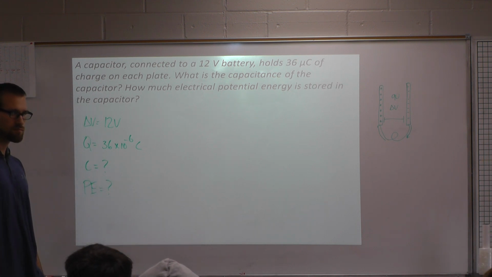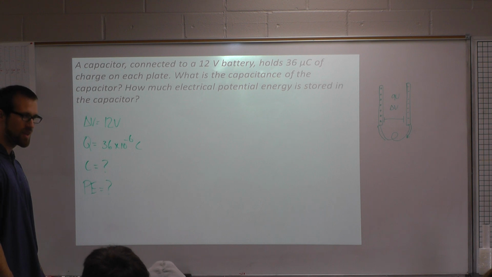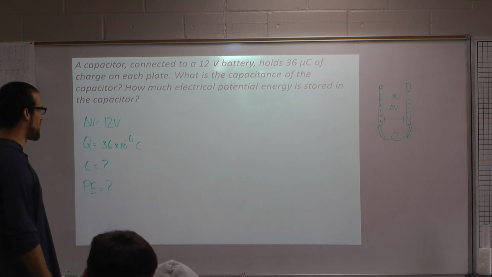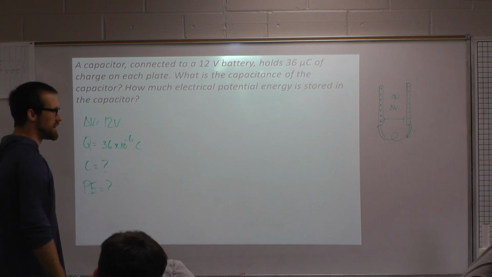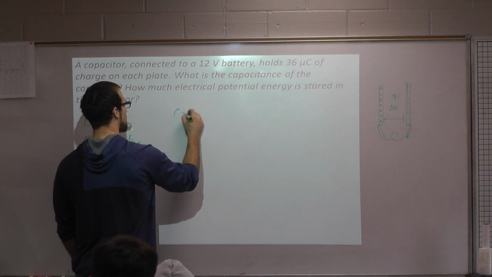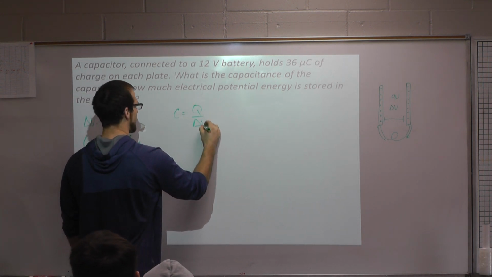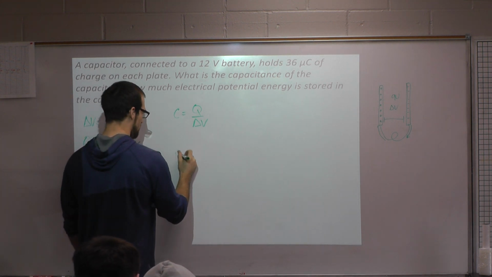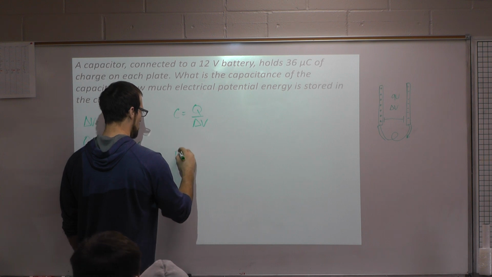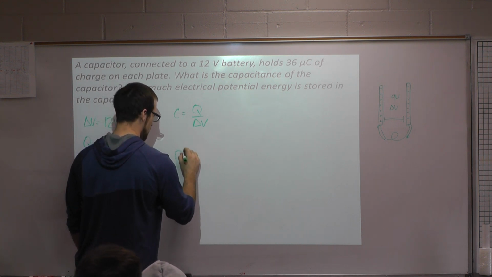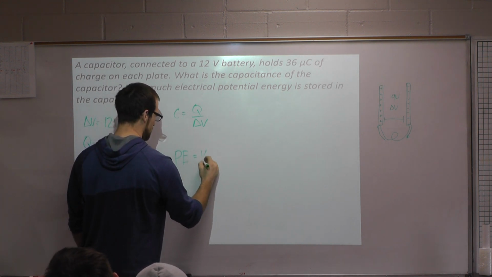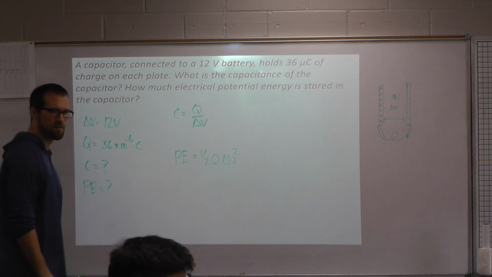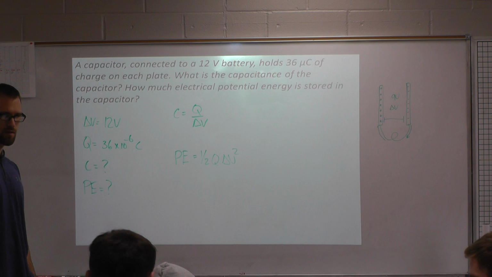What equation are you going to use to find the capacitance? The capacitance equals Q divided by change in V. I would find the electric potential energy first. And which one are you going to use to find the potential energy? E electric equals 1/2 Q change in V. Isn't that change in V squared?